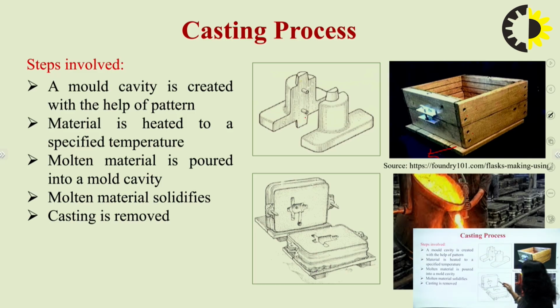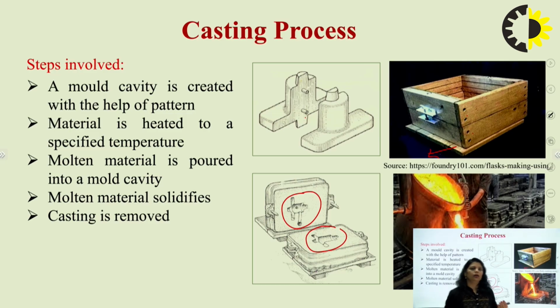Then we will remove the pattern, and when we remove the pattern, the cavity will be created in both halves, cope and drag. After creating the cavity, we will design the runner, riser and gate system, and then we will put the halves together again, one above the other. Lastly we will pour the molten metal and allow it to solidify, and after solidification we will remove our casting from the mold cavity. So these are the steps which we will follow during casting.